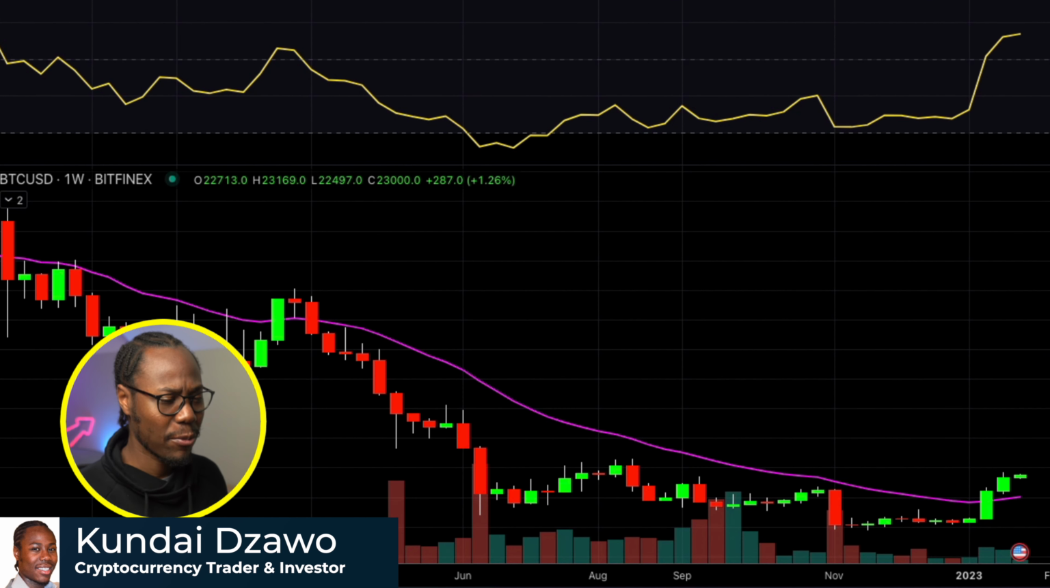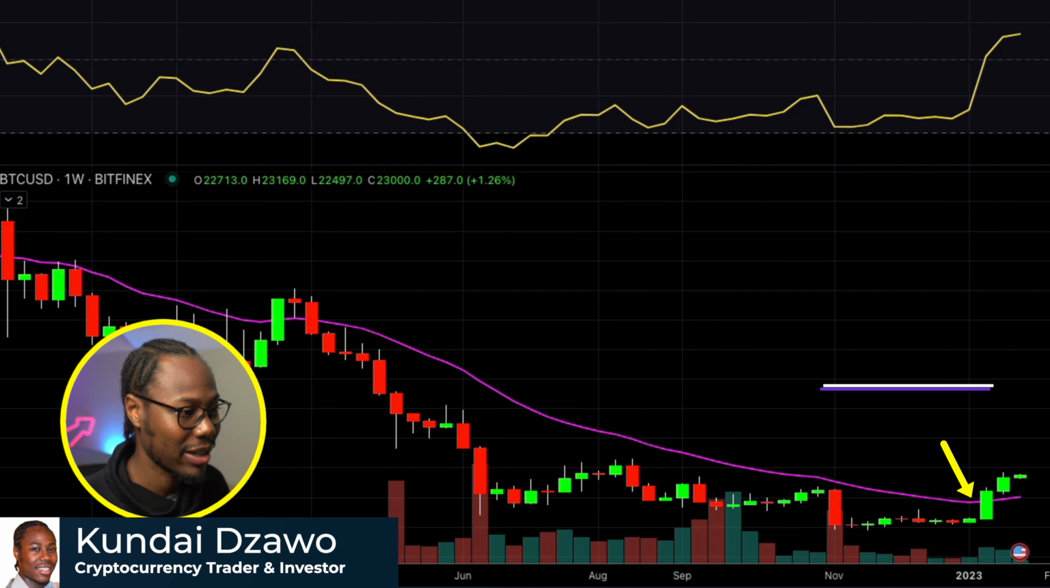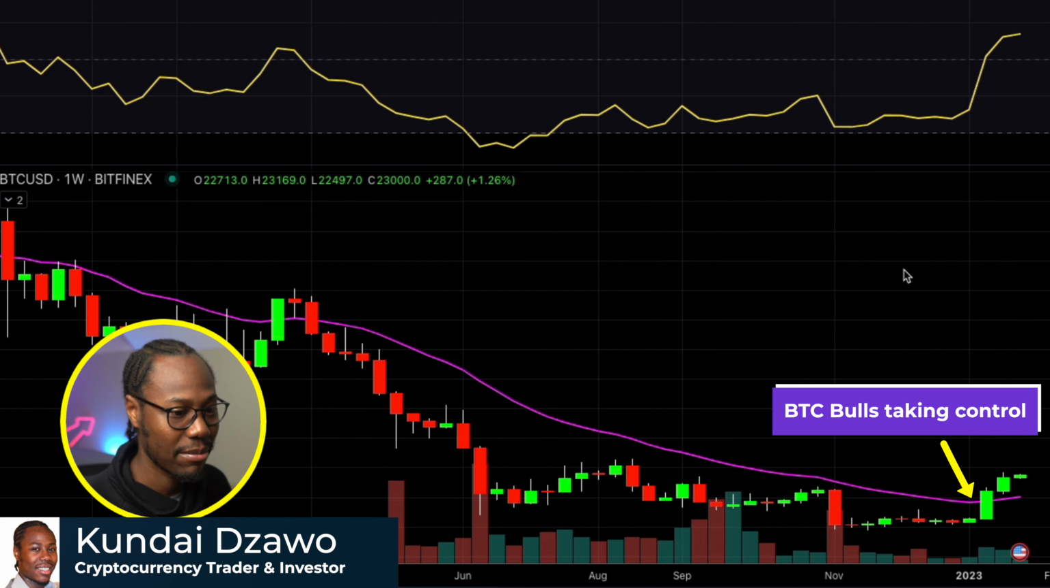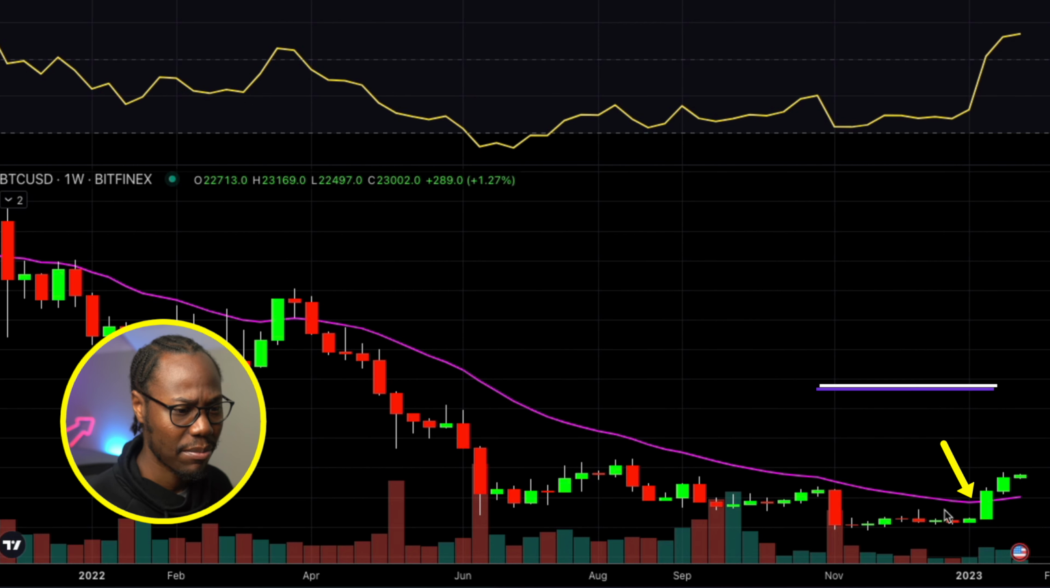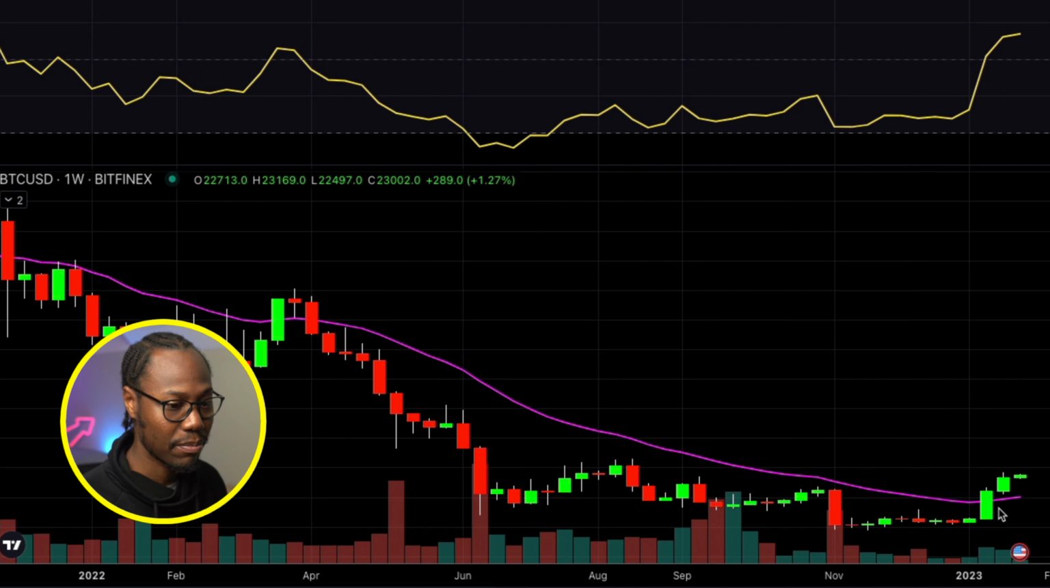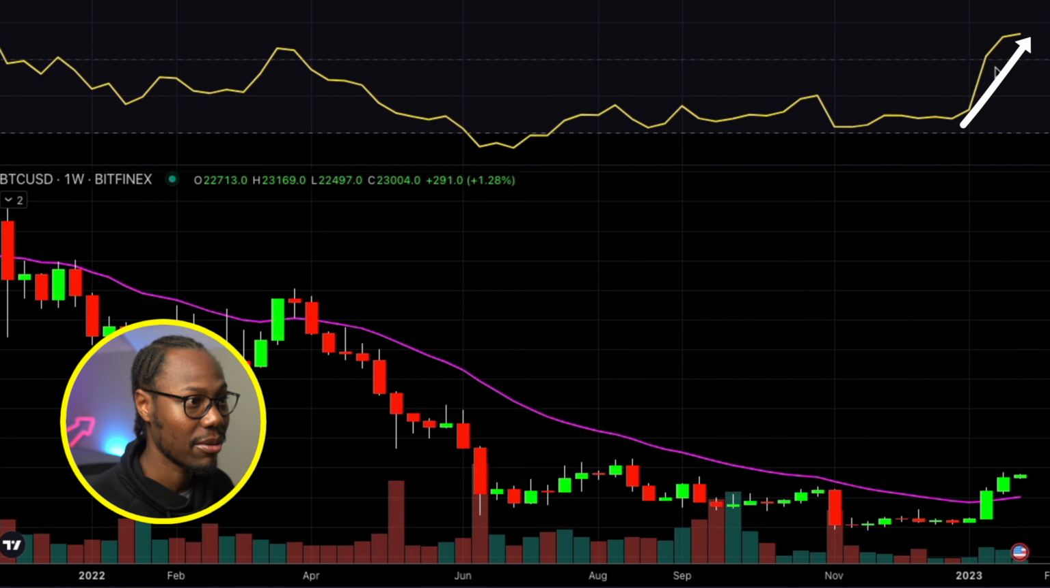Looking at the Bitcoin weekly chart, we can see that the price is still above the 21 moving average. So the 21 EMA, which is this pink line that you're looking at right here. Breaking through this 21 EMA was a major move by the Bitcoin bulls because this can mean a bull run is starting, and we covered this in last week's video. So if you haven't watched that video, I'm going to pin it in the description and at the top of this video as well.